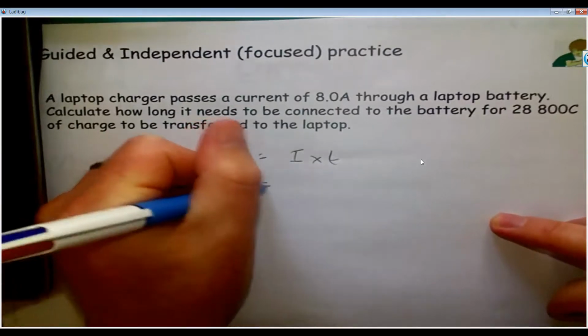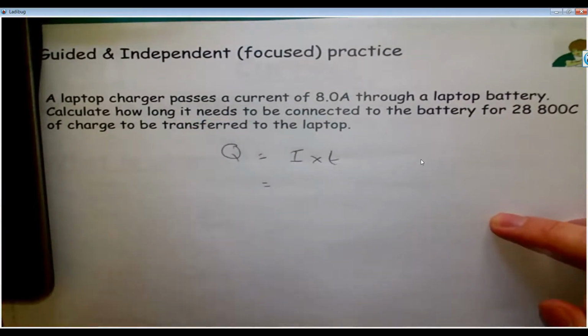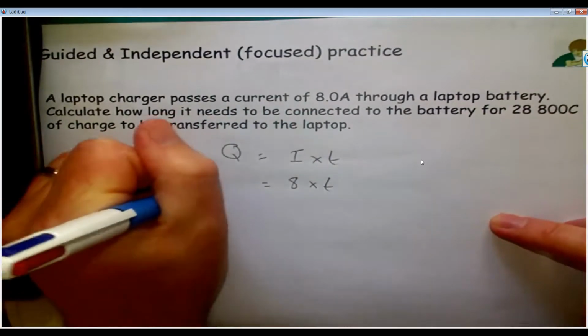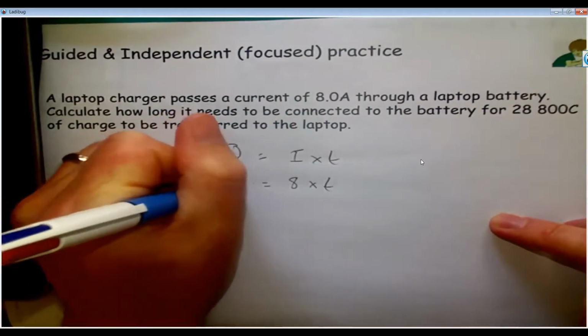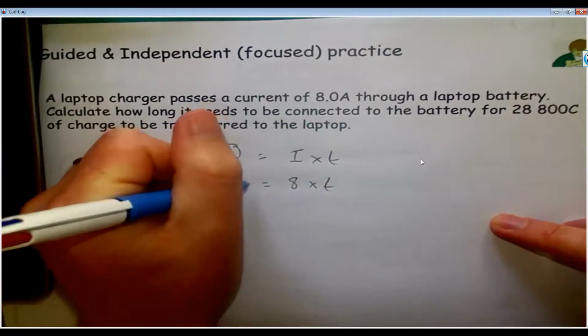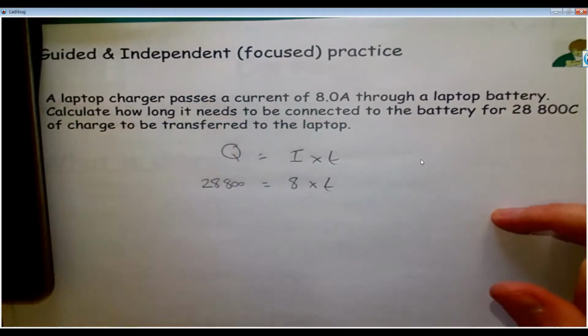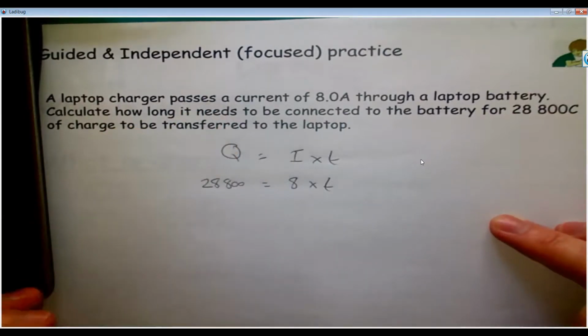Then write in the numbers that you know. We know that it's a current of 8. We don't know the time. And we know that 28,800 coulombs is the charge flow. So how do we work out how long that's switched on for?